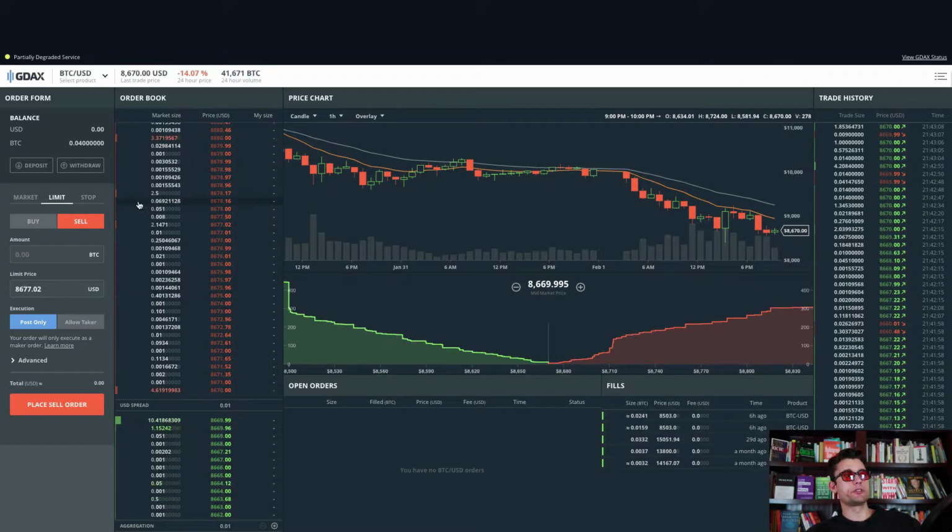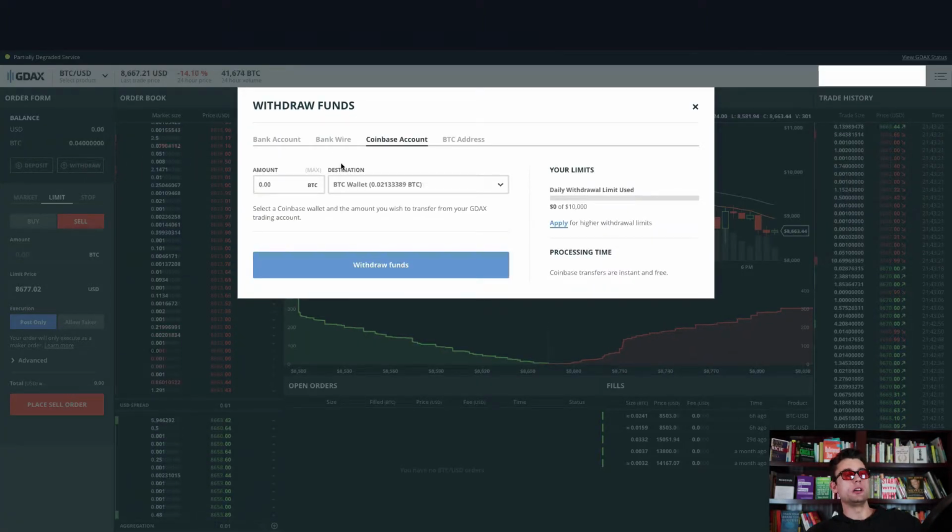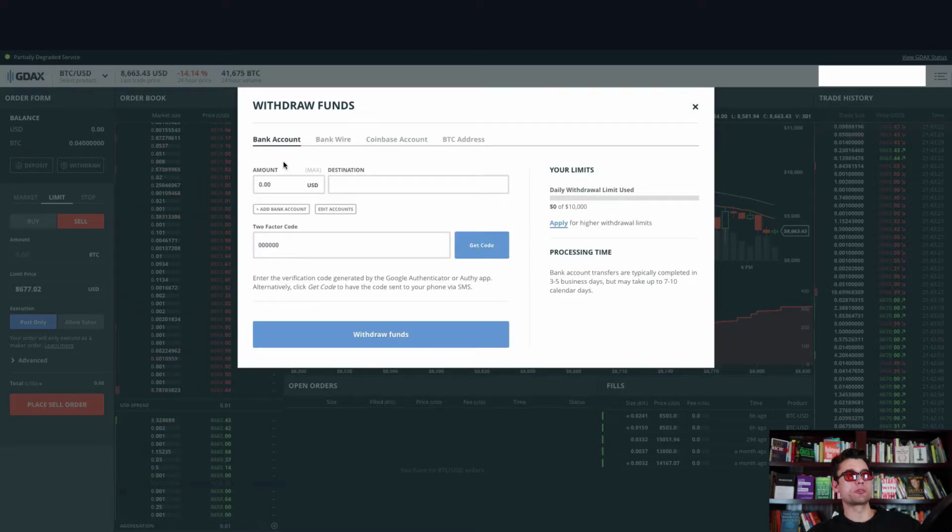And then finally, to withdraw your funds, all you need to do is click withdraw, and you could withdraw it right back to your Coinbase account over here into your USD or Bitcoin wallet, or you could literally withdraw it straight back into your bank account. You choose however much you want to withdraw, put in your 2-factor authentication code, and withdraw your funds, and then you would have the money in the bank. And that's how you withdraw your money from GDAX and everything else that you learned in this video.